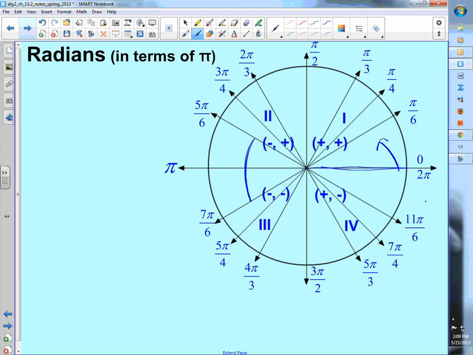Can you do anything with the coordinate system? You mean like writing coordinates of the points on the circle? Yeah. Yeah, absolutely, and you will.